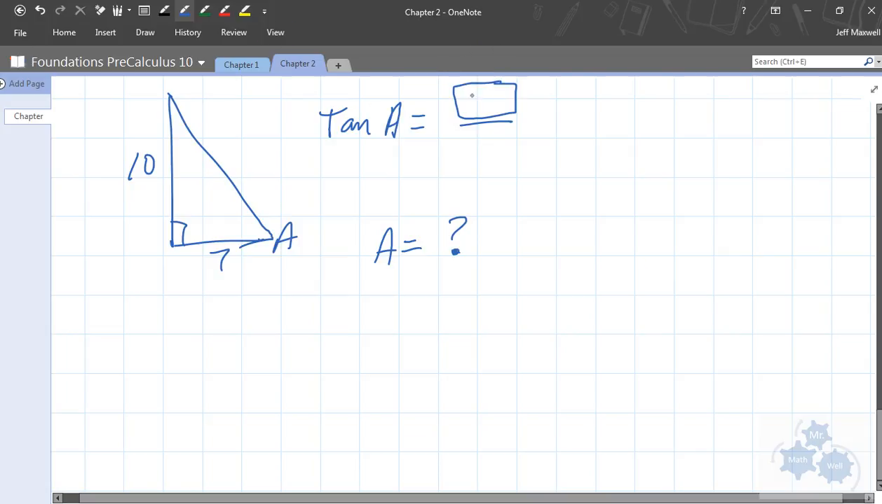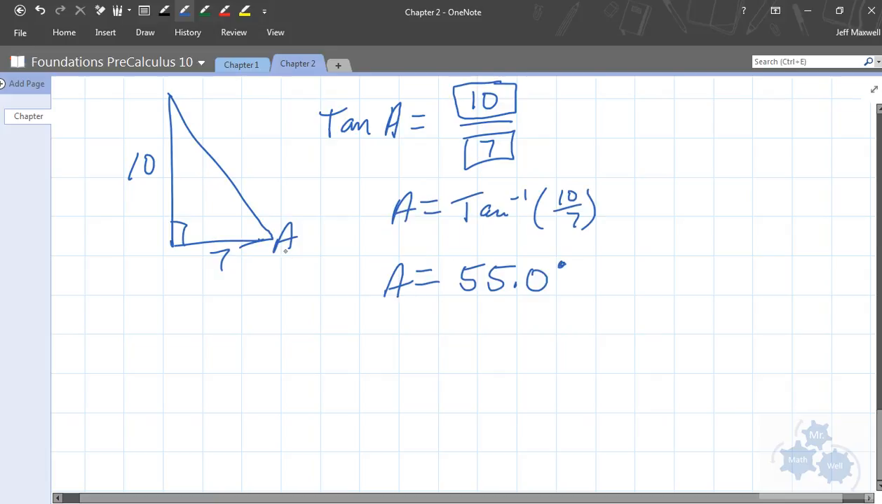What is it, the opposite or the adjacent that goes up here? Opposite. So what's the opposite to A? 10. Good. And down here is 7. So go ahead and do it just like we did in the previous question. Take a moment to just solve for A. So again, what you do is you second function tan this ratio, and then you've got your angle.